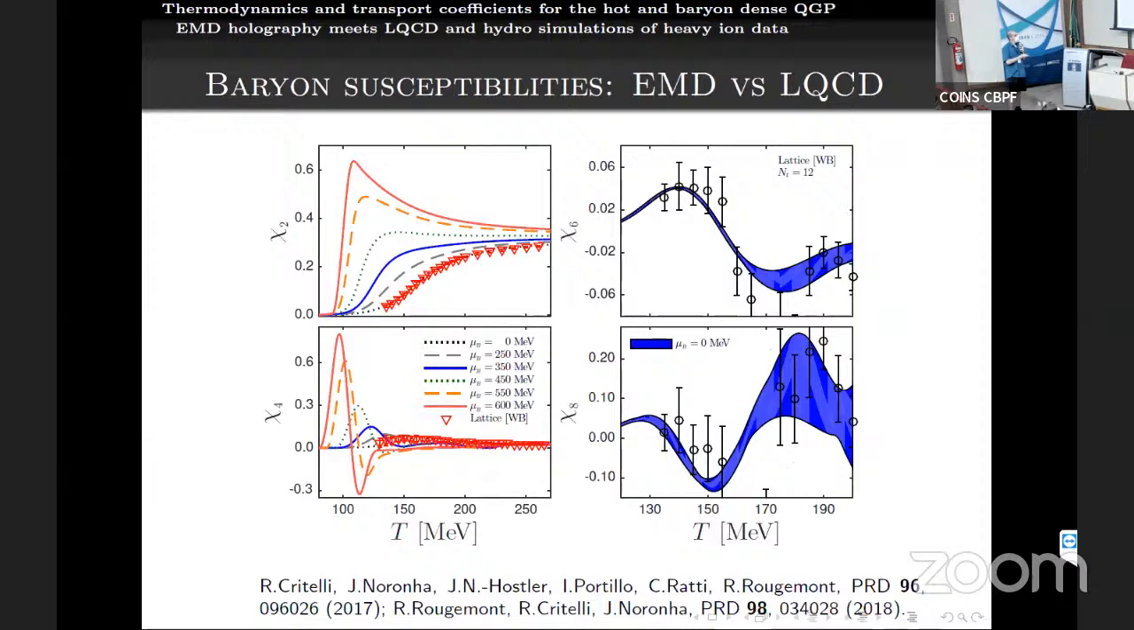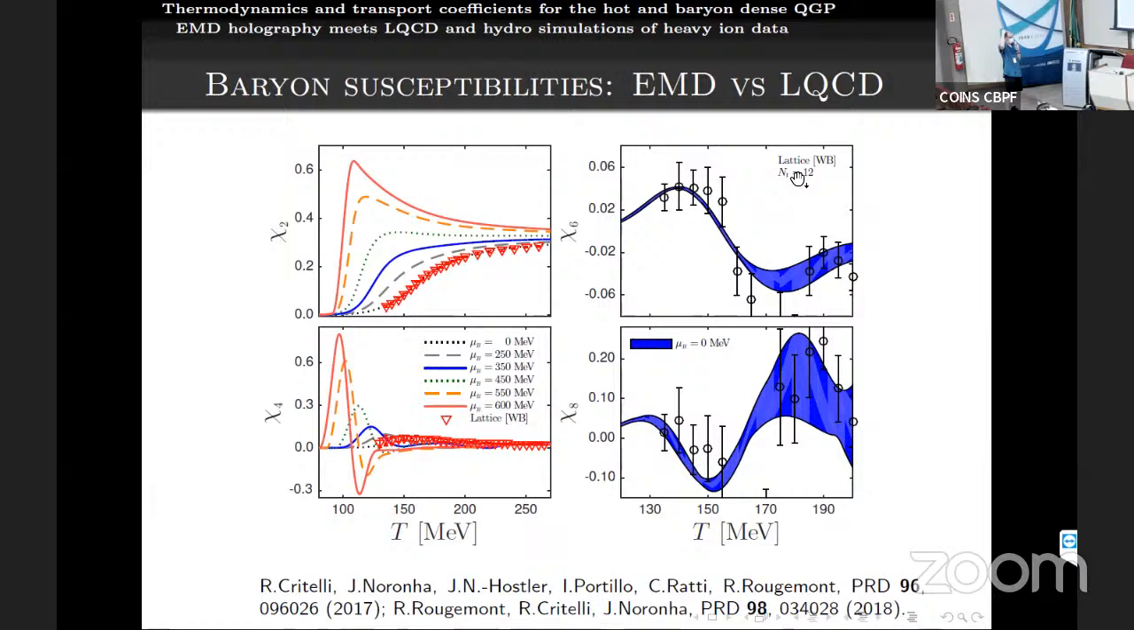Okay, so first, the results for the baryon susceptibilities. Here we have the second order baryon susceptibility up to the eighth order baryon susceptibility. So chi2 is actually simply the second derivative of the pressure with respect to the baryon chemical potential. Chi4 is the fourth derivative of the pressure with respect to the baryon chemical potential, and so on. Okay. These results were obtained first in this paper here from 2017. And if you take a look in this paper, we made a prediction for chi8, but at that time, there was no calculation from lattice QCD for this observable.